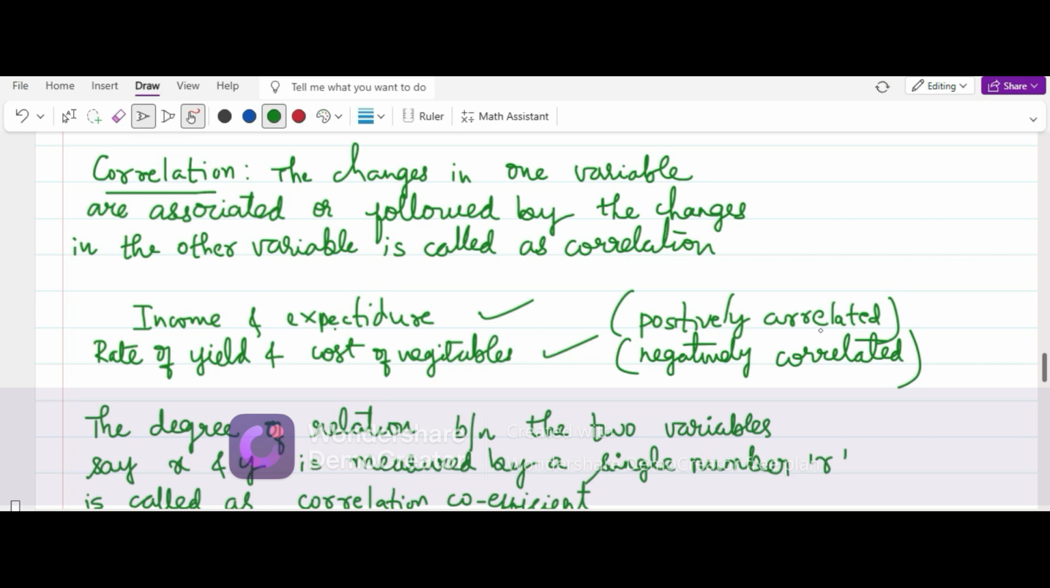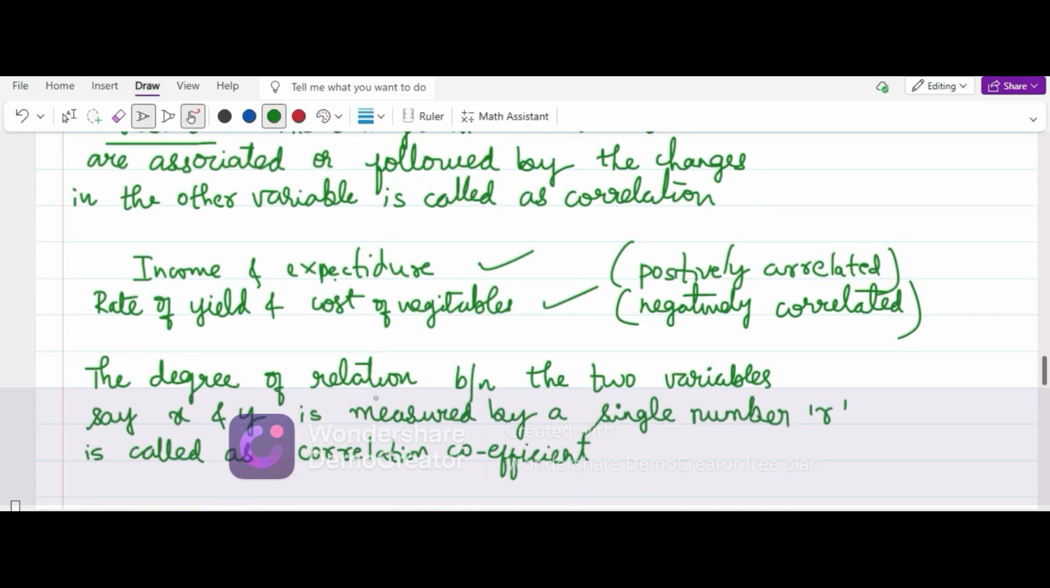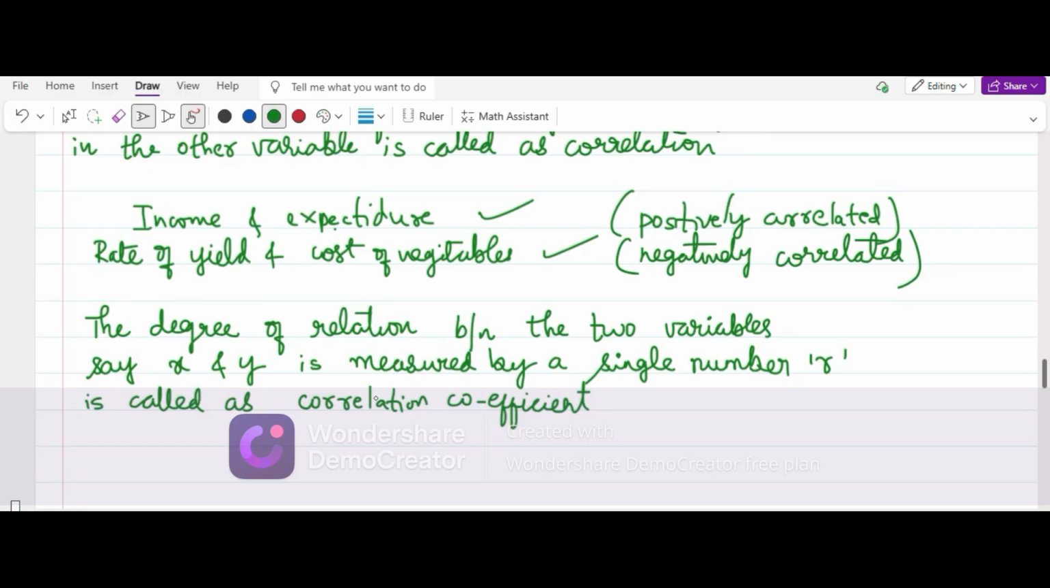Positively correlated. And we can also consider rate of yield and cost of vegetables. If the rate of yield is high, the cost of vegetables will become low. I can say that these two variables are negatively correlated. And the tossing of two coins simultaneously is uncorrelated, because the outcome of one experiment doesn't depend upon the outcome of the other experiment, right? So this is an uncorrelated relation.